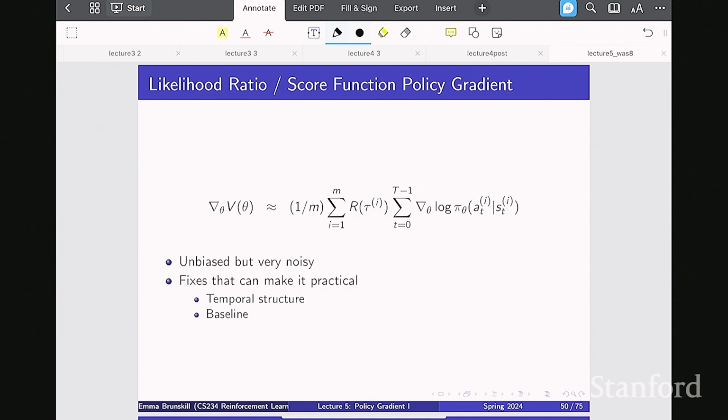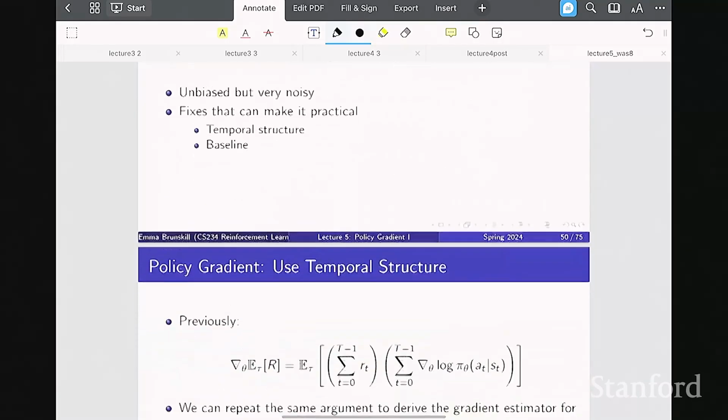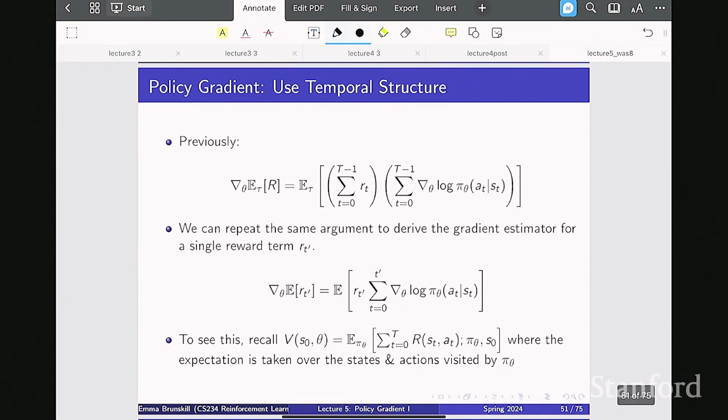Some of the ways to make this more practical, and what I mean by that is a better estimate of the gradient, hopefully with less data, because ultimately we're going to use this information to update our weights to try to get to a good policy. So we want this to be data efficient. We can try to leverage the temporal structure, and we can also include baselines. Let's first see the temporal structure. What we've done before is we've summed up all the rewards from a whole trajectory, and we've multiplied it by the sum of this score function for the whole trajectory. That's what we've done so far. We can instead think of it as, what if we have the gradient estimator for a single reward term?